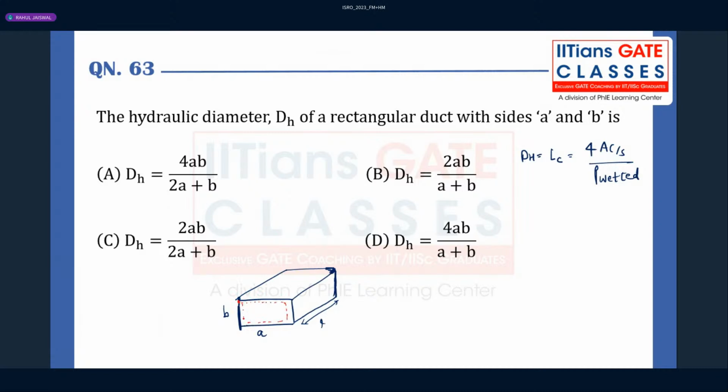It has been assumed that the liquid is touching all the surfaces or sides of this rectangular duct. It has been fully occupied. Even the top surface it is touching. So what is the wetted parameter? The wetted parameter will be all the sides that we have to account for, that means 2 times (A plus B). So hydraulic diameter will be 4 into A into B over 2 times (A plus B).